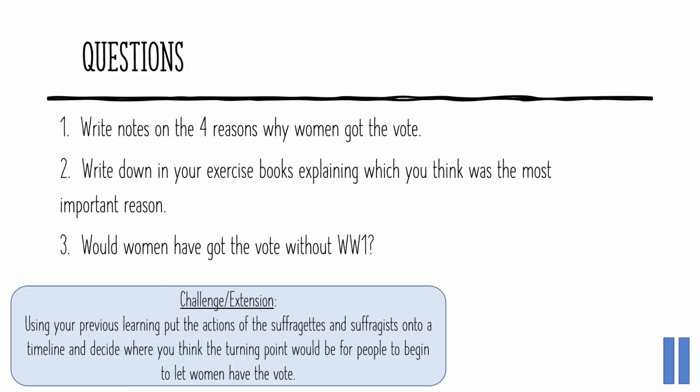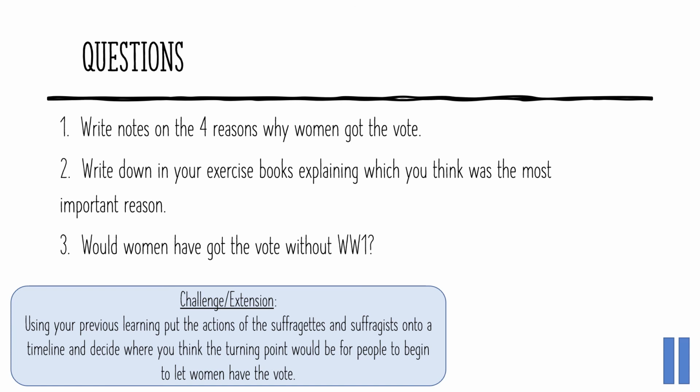So using this information, I want you to make notes on the four main reasons why women got the vote that I've just gone through. And then in your exercise books or on your piece of paper, can you explain which you think was the most important reason? What was the most important reason that women got the vote in the end by 1918, but also fully by 1928? What do you think was the main reason?